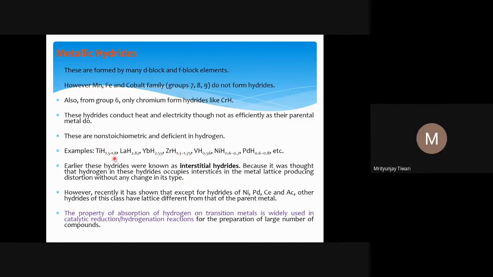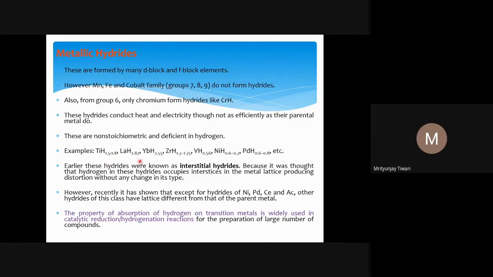Like titanium and scandium. Titanium should have formed TiH2, but what it effectively forms is TiH 1.5 to 1.8. This can vary. The amount of hydrogen in one molecule can vary between 1.5 to 1.8 depending on the compound and the way it is synthesized.